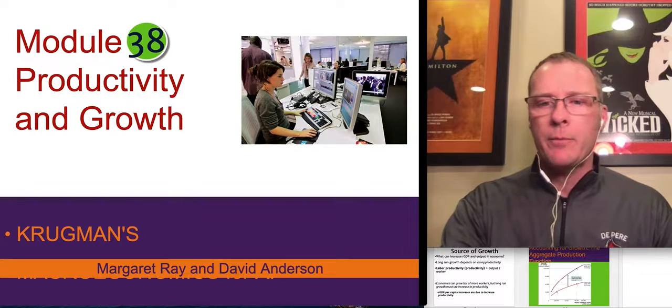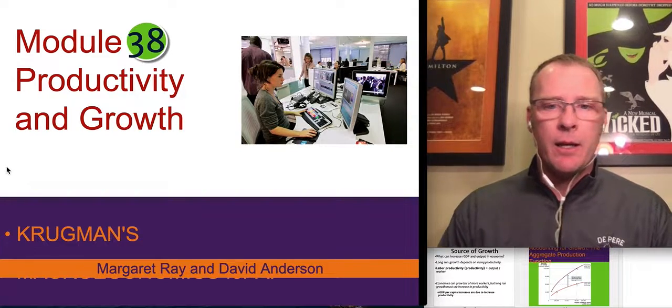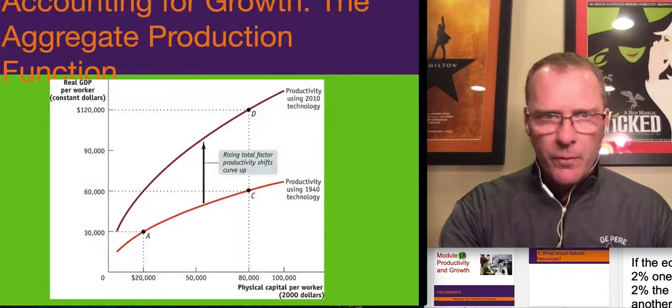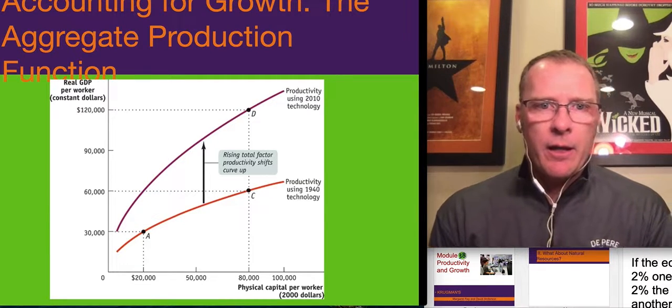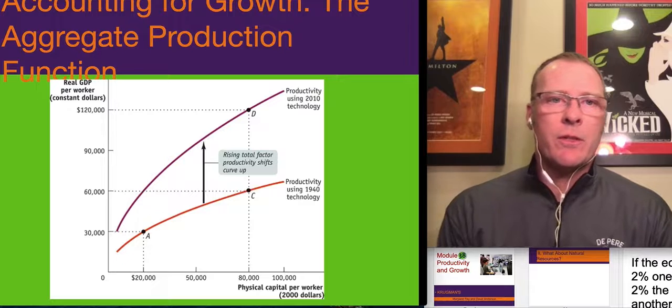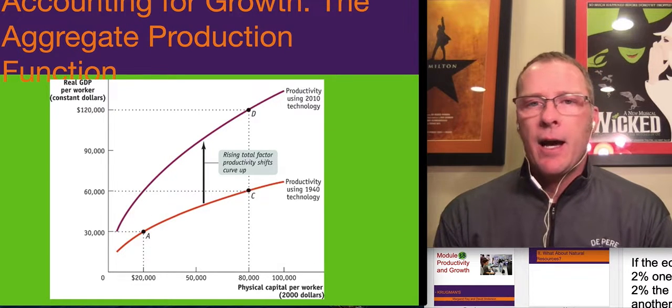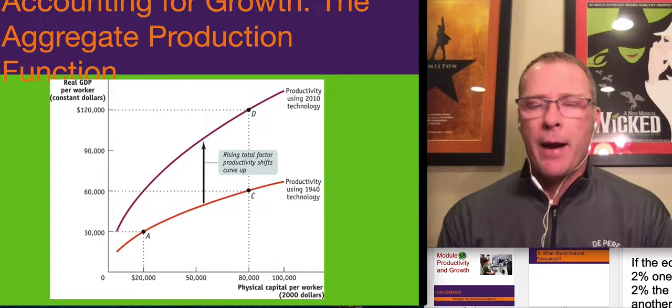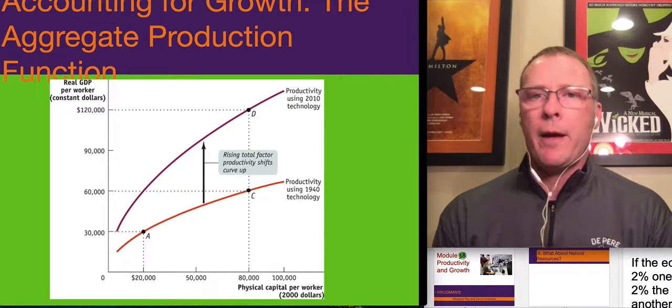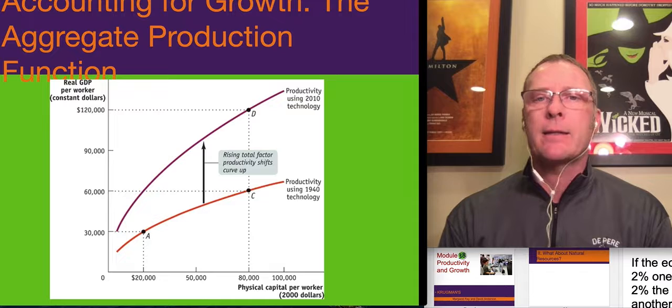So in module 38 here, what you're going to see in terms of productivity and growth, a couple things. First of all, if you look at the productivity in 1940 versus the productivity using technology today, there was nothing that was better in years past. I know sometimes old people are like, well, back in the day, yeah, back in the day it sucked.